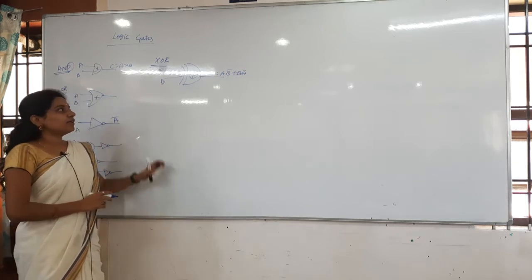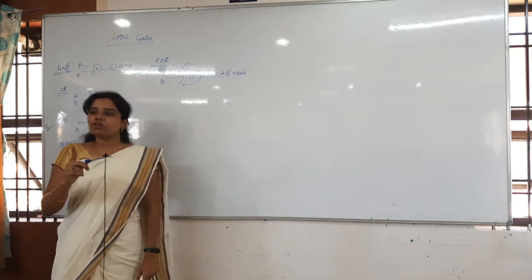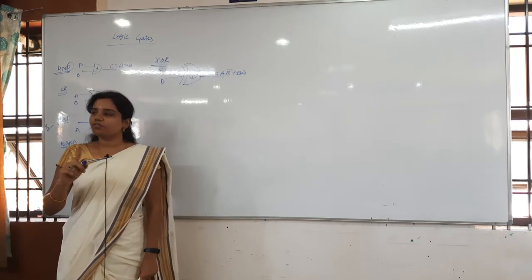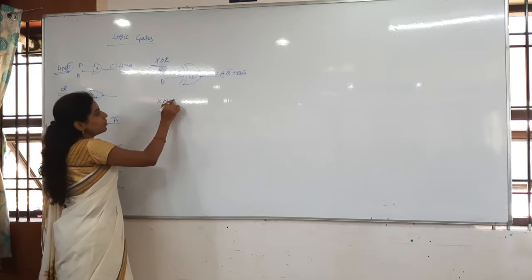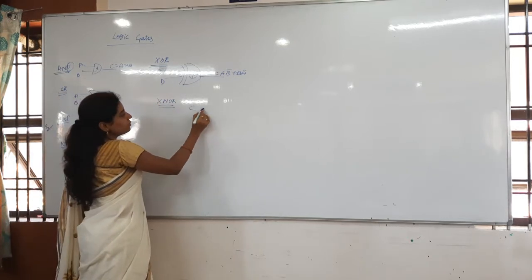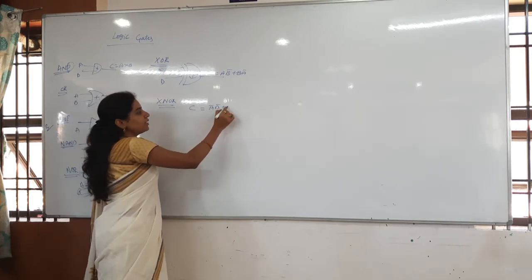Then after that, now tell me the truth table for this. 0 0 0 1 1 0 1 1. Yes, very good. Then XNOR is exactly opposite to that, of course. And now tell me the Boolean expression for this. A bar B bar plus AB.